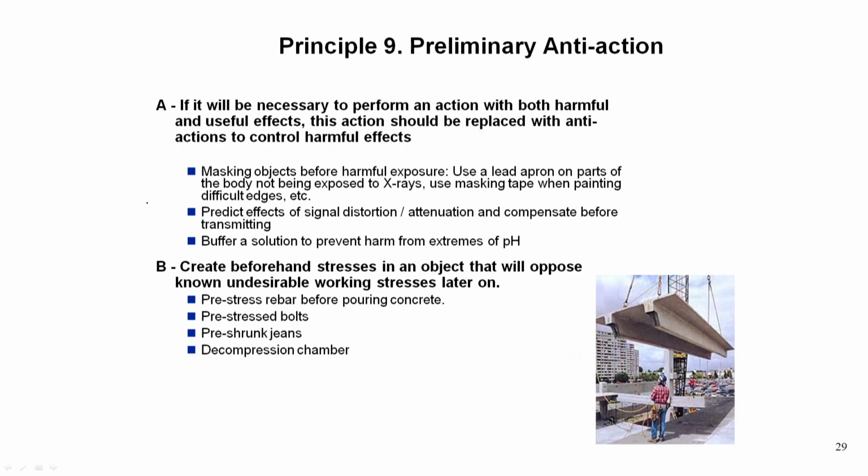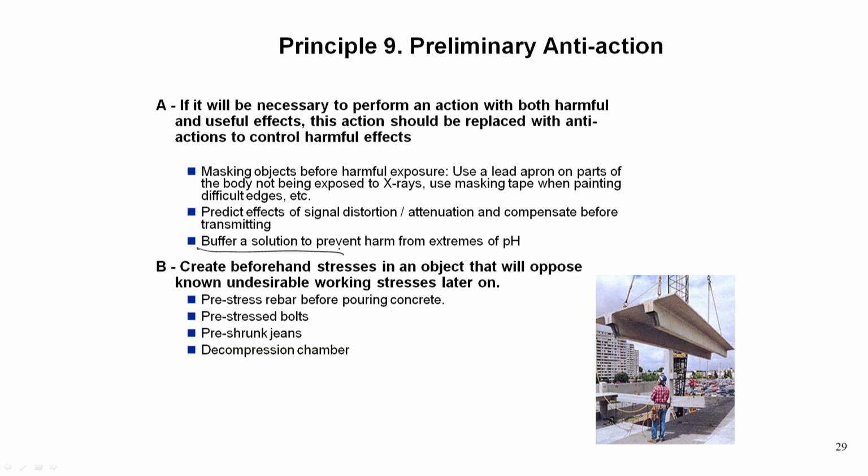Principle 9 talks about preliminary anti-action. So, if it is necessary to perform an action with both harmful and useful effects, this action should be replaced with anti-action, so that the harmful effect can be controlled. Masking objects before harmful exposure, okay, or predict the effects of a signal distortion and take care of it beforehand, or use a buffer solution to prevent harm from extremes of pH.